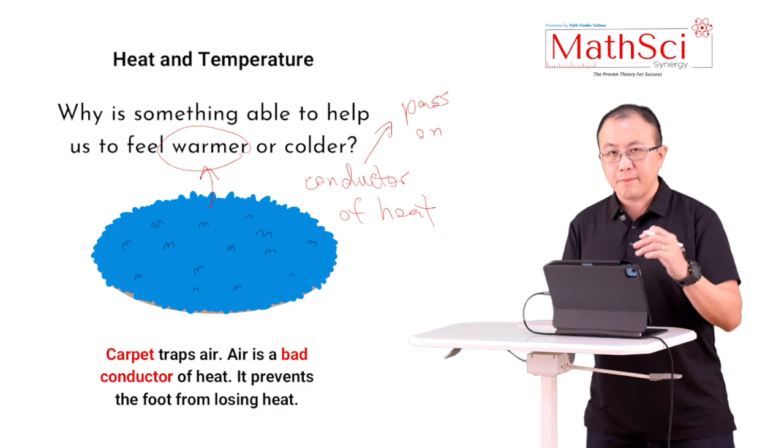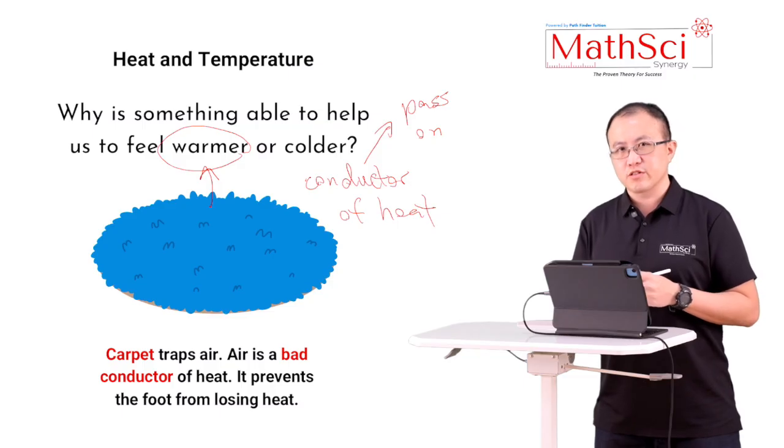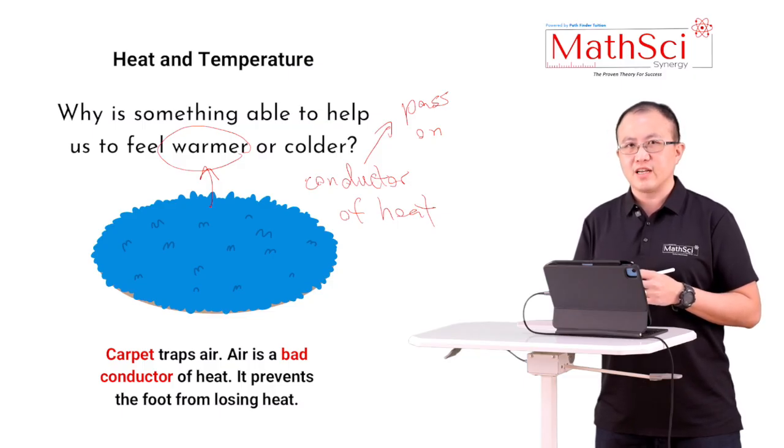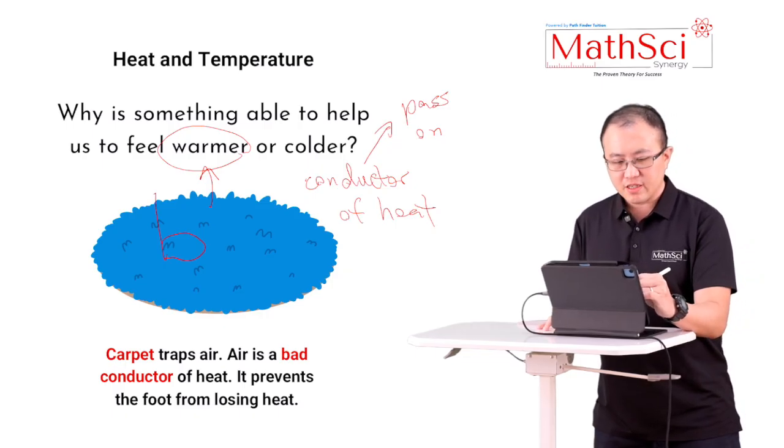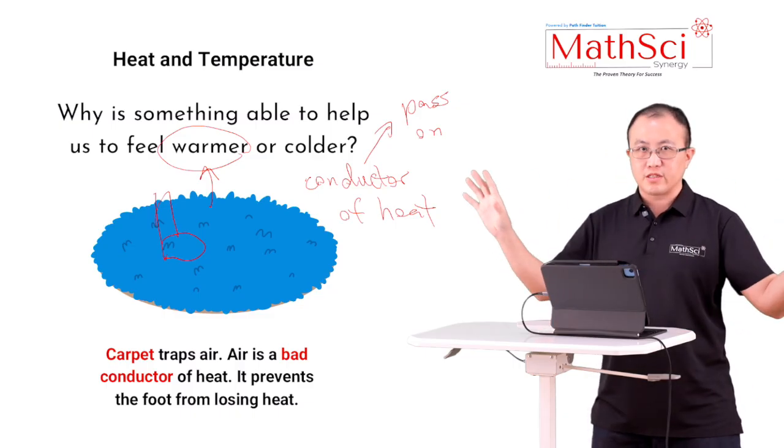So something that can pass on heat to you very well will cause you to feel hot very fast. But something that passes on heat to you very slowly means that you will feel colder relatively. But in the case of the feet, let's say your feet is here, it's more the case where we are talking about heat going away from us to the surrounding.